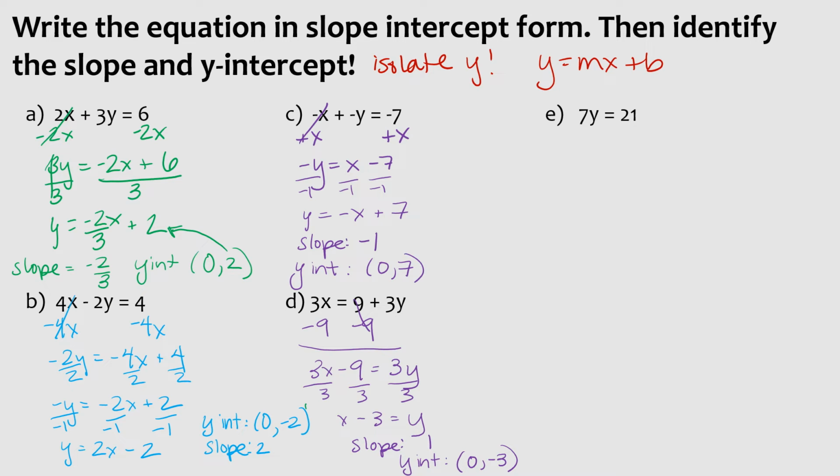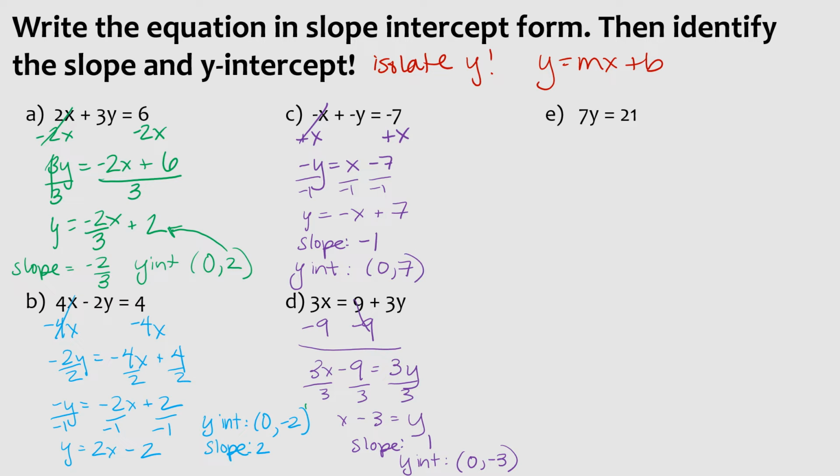Okay, so looking at C and D. And so looking at C, I added x to both sides so that I could get the y by itself. I ended up with a negative y, which wasn't so much fun. So then I divided everything by negative 1, and I ended up with y equals negative x plus 7. There's that invisible 1 in front of the x, so my slope is negative 1, and my intercept would be (0, 7), again, because there's a positive intercept there.